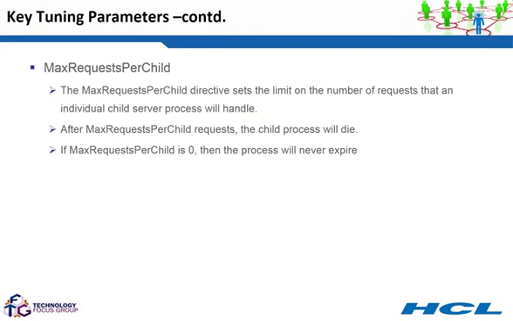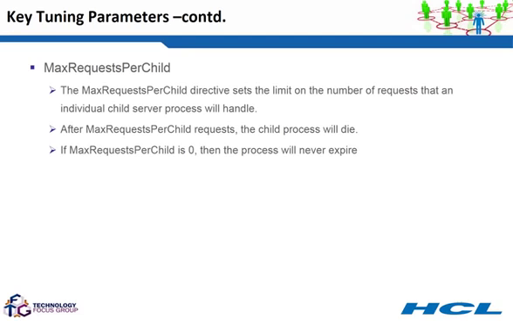Max request per child. Okay, so max request per child sets the limit on the number of requests that an individual child server process will handle. So you have created a certain number of child processes at startup. So you can also say that during its lifetime, how many requests it will handle. Once it reaches that value, it will die out and a new process will be launched. So once max request per child is reached, the child process will die. If we set the max request per child to 0, the process will never expire.